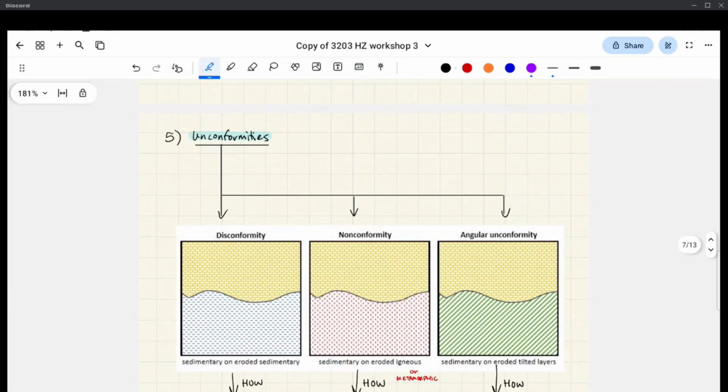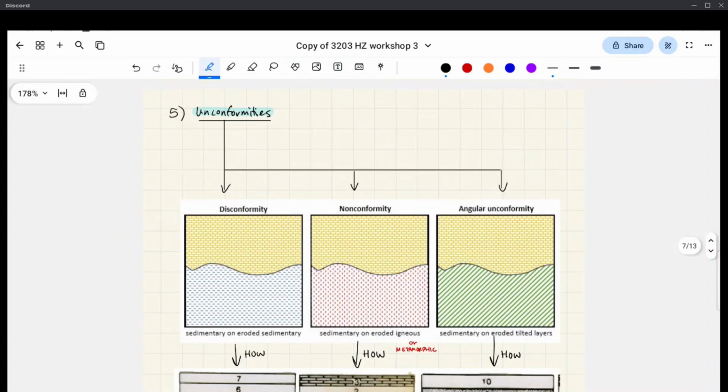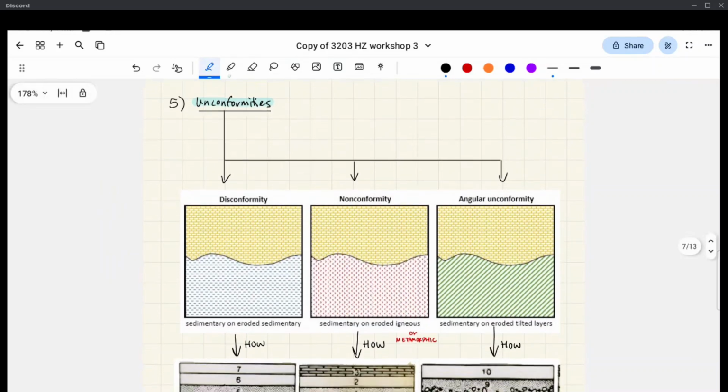Okay, so unconformities, right? There's three types, and I really hate the naming convention for these because it's unconformities, and then the types are disconformities, nonconformities, and angular unconformities, right? And it just did my head in when I was trying to research this. But essentially, you want to focus on this bit of information.